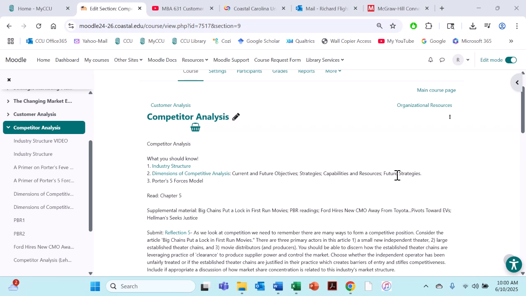The Ford Hires a New CMO Away from Toyota, again, is a competitive positioning type of paper. A short one, and the Hellman's is an interesting one too. So a lot of interesting readings that support this idea of evaluating competition.